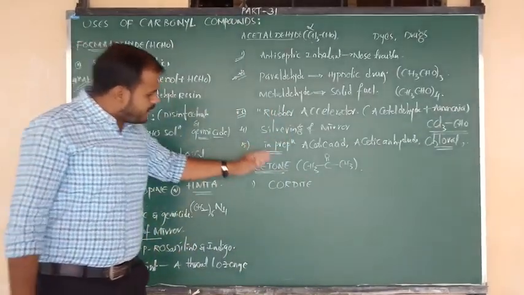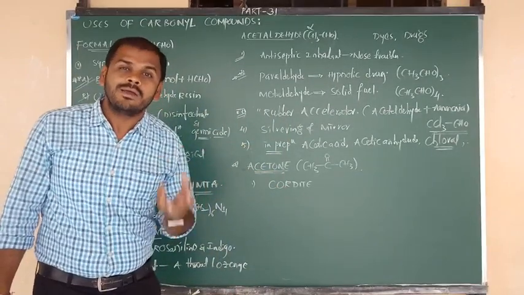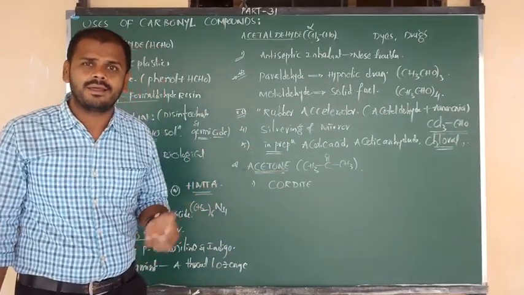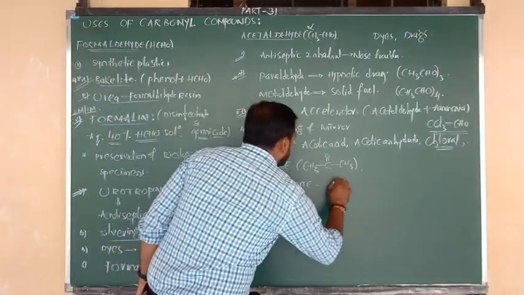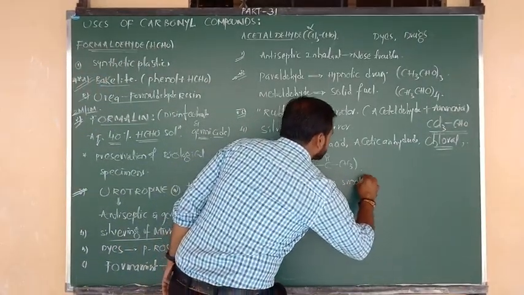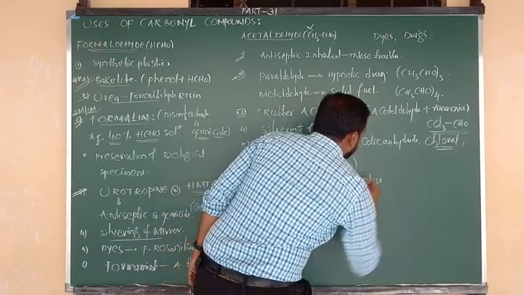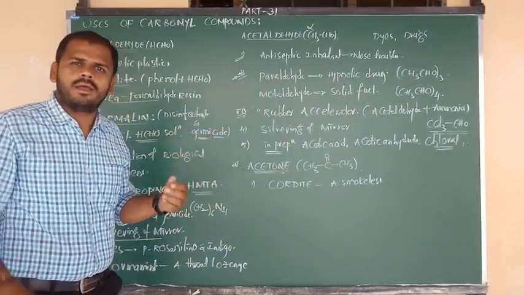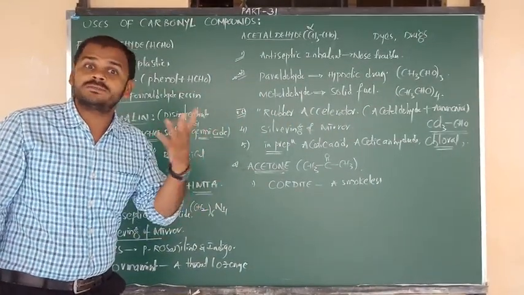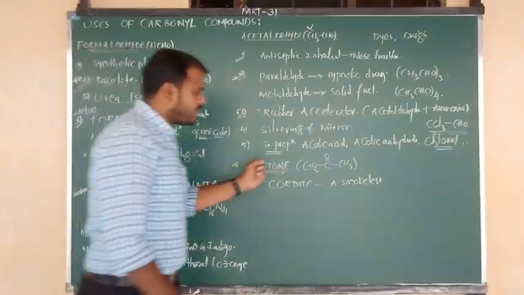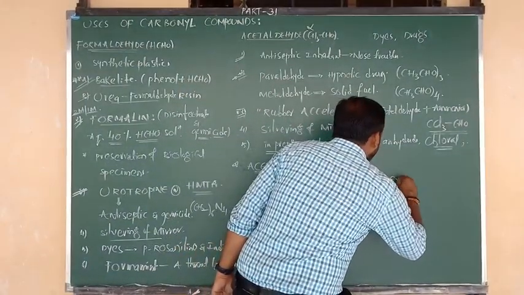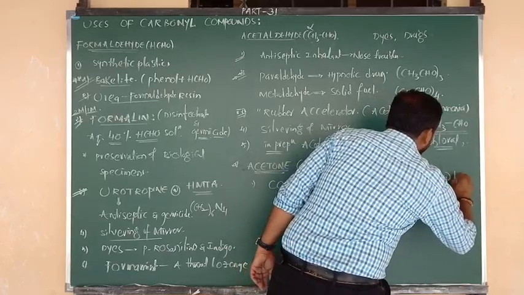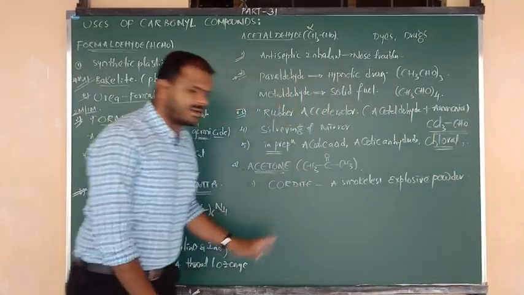So acetone can be used in the manufacturing of cardite. Sir, what is meant by cardite? What is the use of this cardite? Cardite is a smokeless explosive powder. It is explosive in nature, but smoke does not come out there. Okay, so a smokeless explosive powder. That is nothing but cardite.